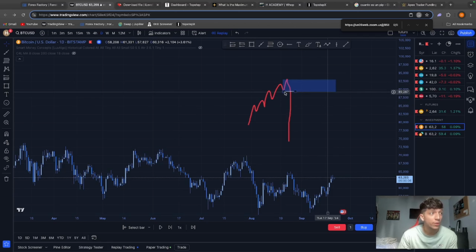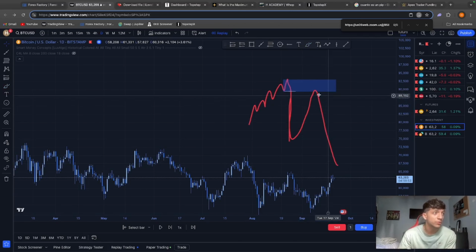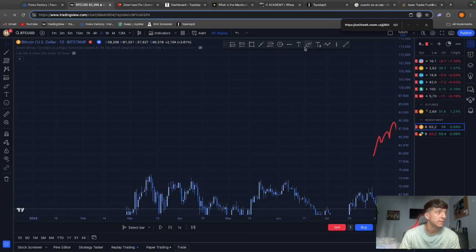So since we have a break of structure to the downside, the order block is created, and now we just gotta wait for price to pull back into the order block to fill the orders and keep going to his direction. Okay, this is an order block to the downside. This is an order block to the downside. This is an order block to the upside.